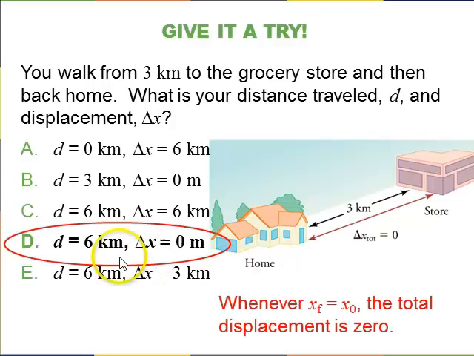Okay, so hopefully you chose D. The distance that you traveled was 3 to get to the store, and then plus 3 to get back home. So that's 6 kilometers. However, your displacement was 0. Whenever your final position equals your initial position, so you start at home, end at home, that means your displacement is 0.